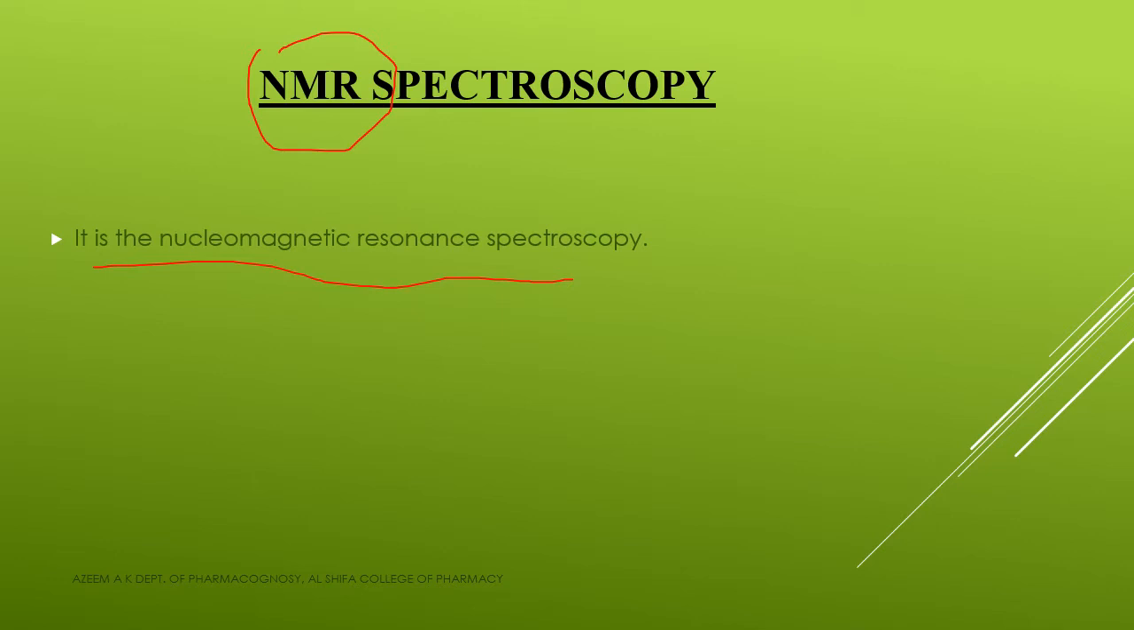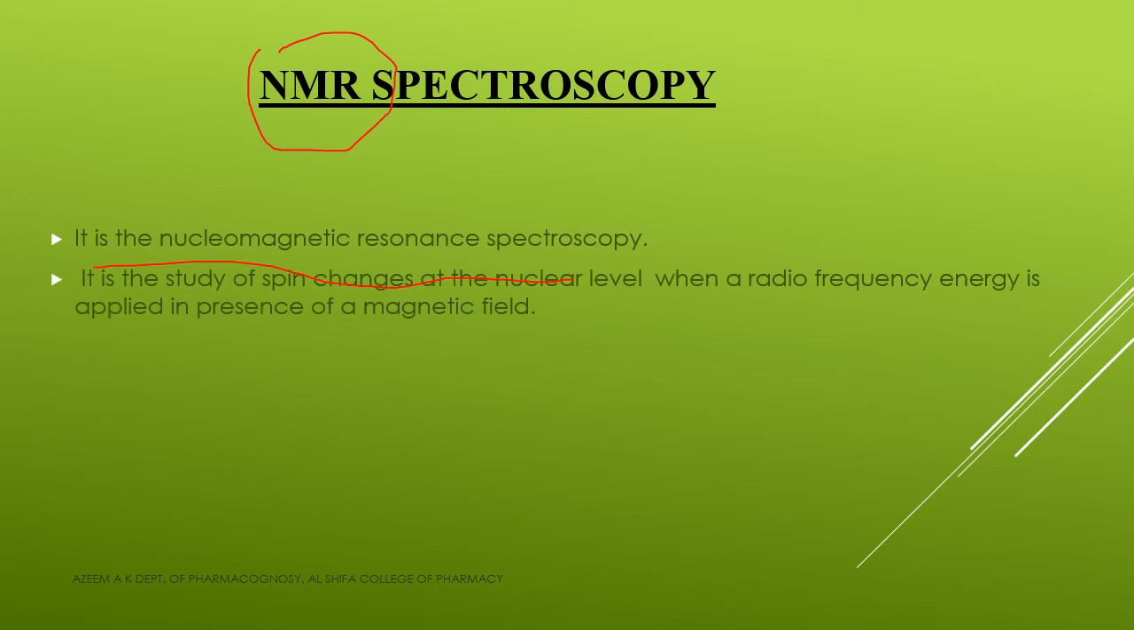So NMR spectroscopy is a nucleomagnetic resonance spectroscopy. Clear? Then this is a study of spin changes at the nuclear level when a radio frequency energy is applied in presence of a magnetic field. So you already know about the molecular atoms and their electrons. They will be undergoing some spin motions, etc. So that you already studied in your lower classes. So NMR spectroscopy is based on the study of spin changes at the nuclear level.